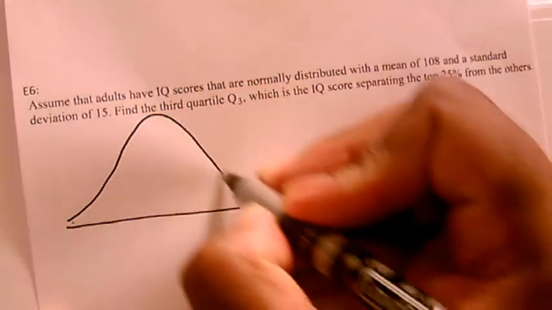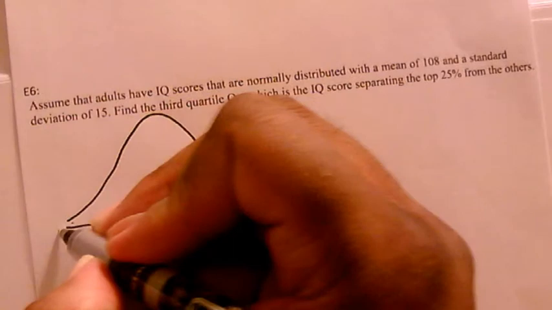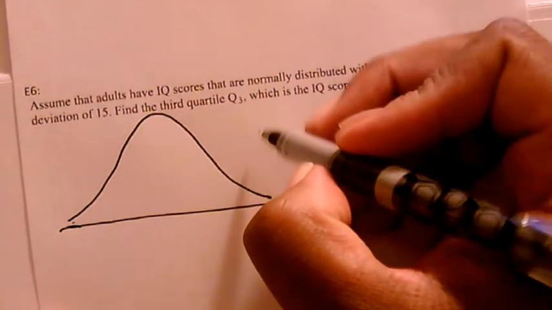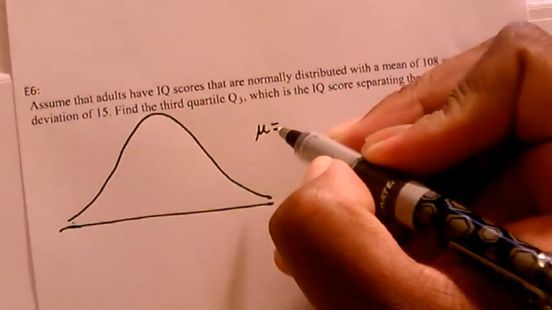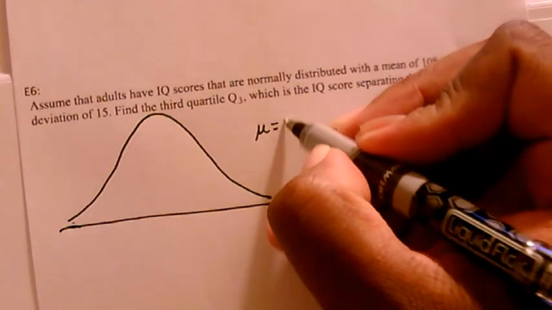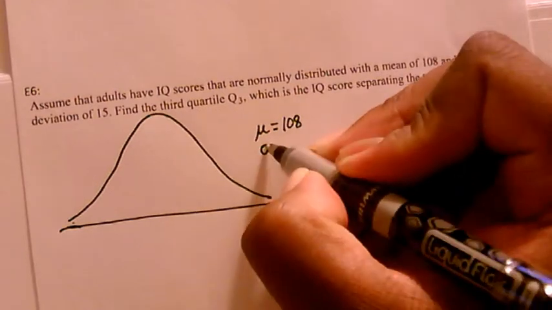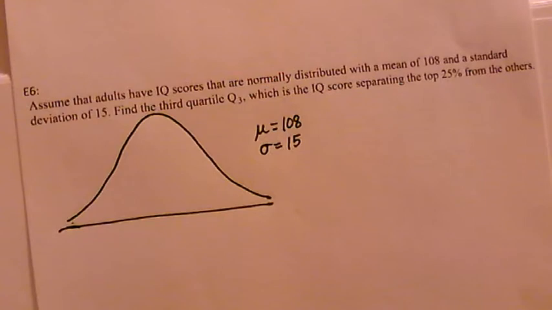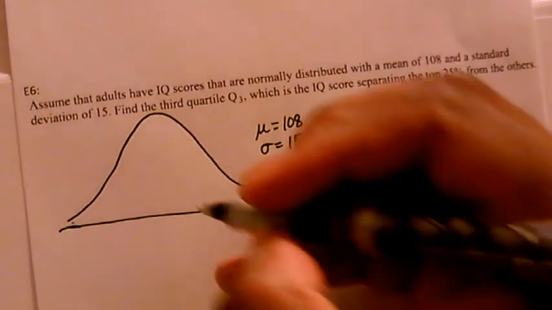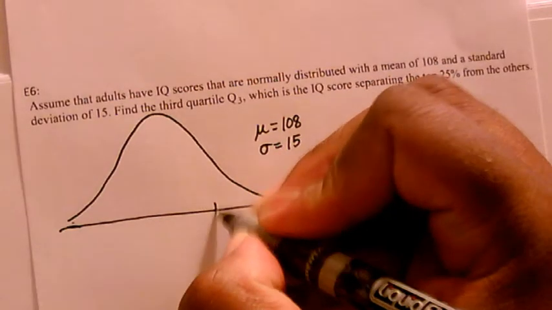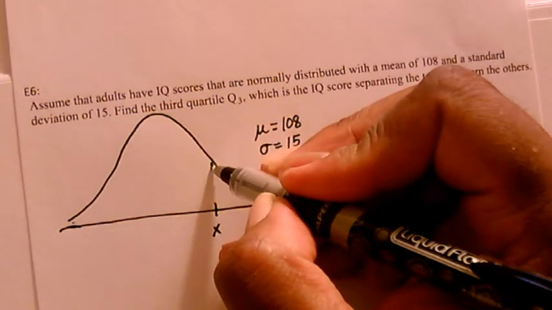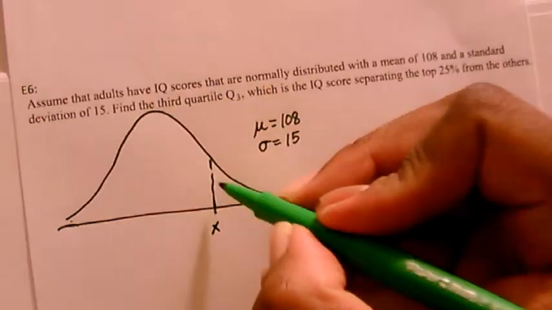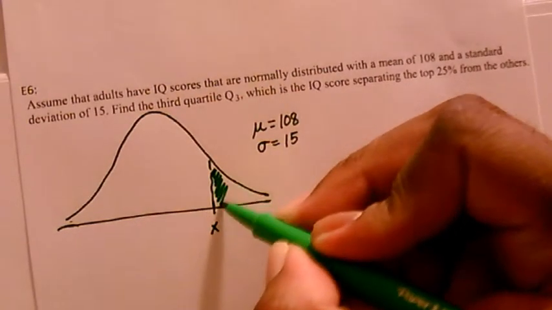So let's draw a normal curve. And we know the mean is 108. So I'll go ahead and write that down. Mu is 108. The standard deviation is 15. Okay. Separating the top 25%. So your x has to be over here somewhere. And this is the top 25% that I'm shading in green.